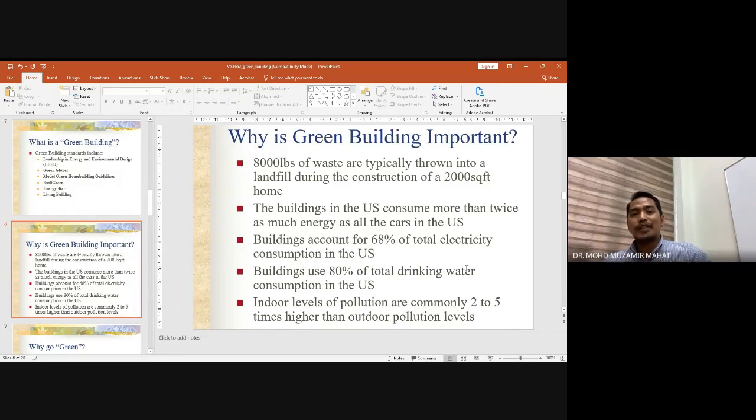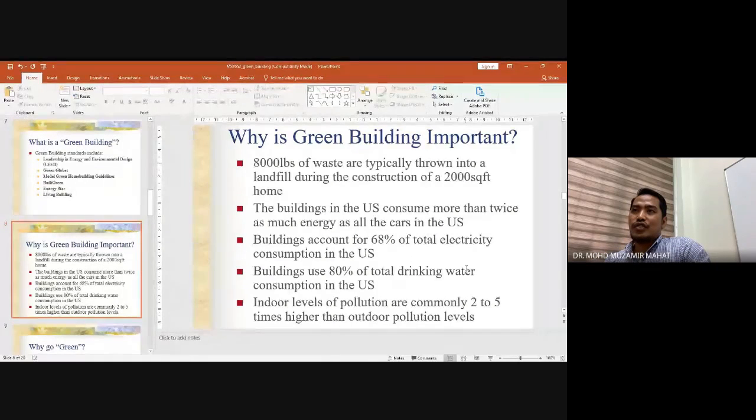In here we still think, oh, this is not a big thing, they are just building houses, building so many things these days just to provide necessities like stores and so on. But without realizing the importance of having green materials. The buildings in the US consume more than twice as much energy as all the cars in the US.